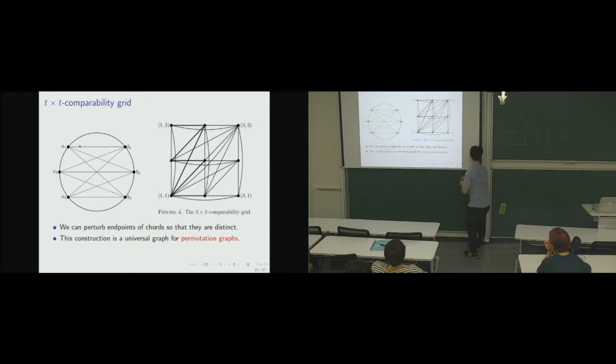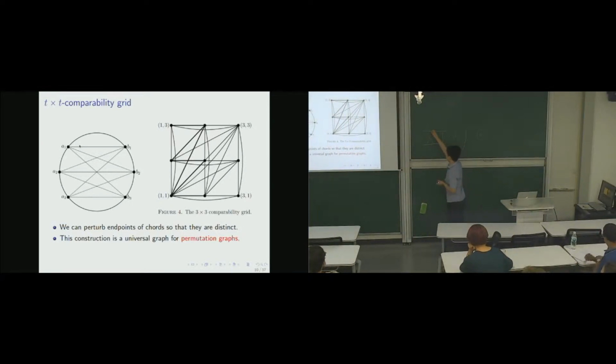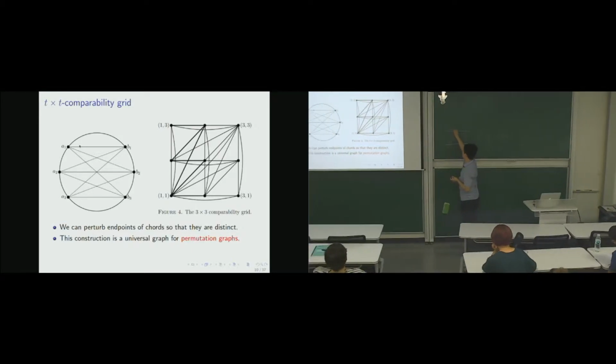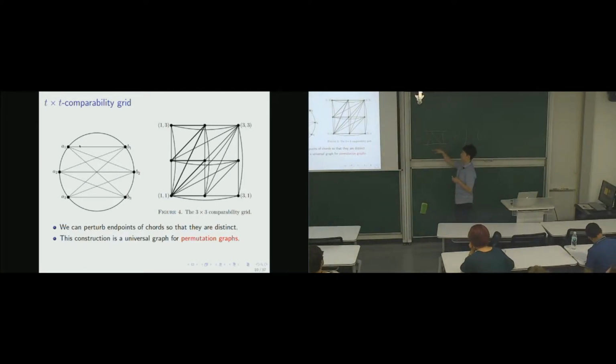It's an easy observation. You have any permutation graph like this, then you put A1, A2, A3, and A4 in this order, and then B1, B2, B3, and B4 in this order. Then you just take a 4x4 comparability grid. All the chords are there, so you just remove the other chords, right?